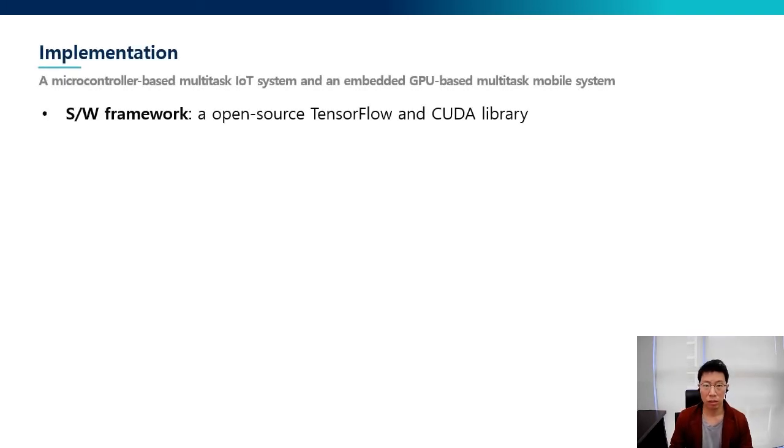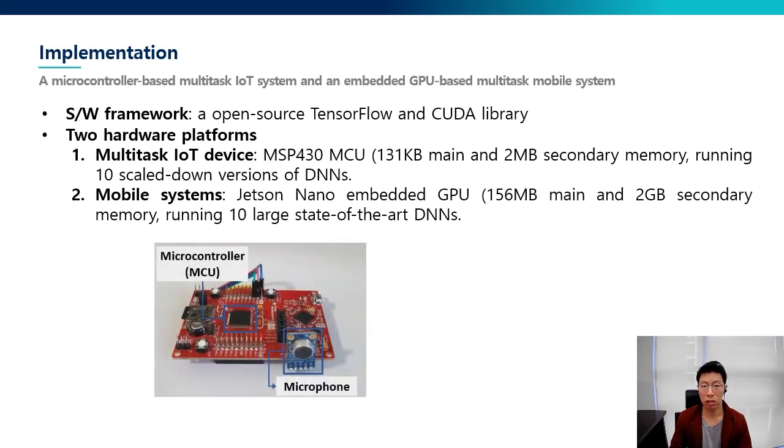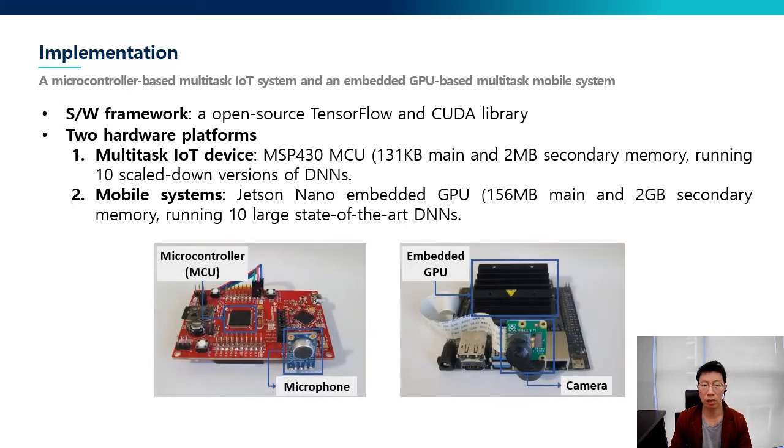For evaluation, we implement an open source software framework of the proposed weight separation by extending the TensorFlow and CUDA library, which performs the weight separation and multitask DNN execution on GPUs. For the low-end microcontroller of the multitask IoT system, we separately implemented the C language version of it. Two hardware platforms are used to implement the multitask IoT system and mobile system.